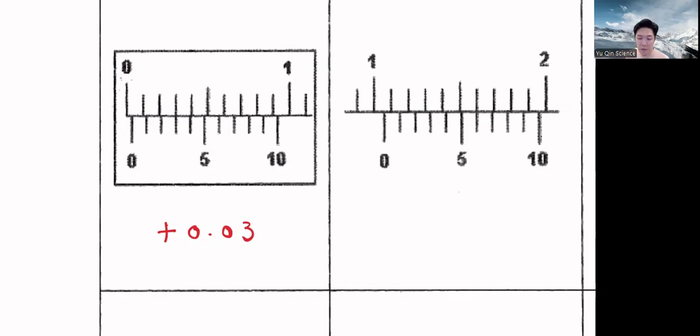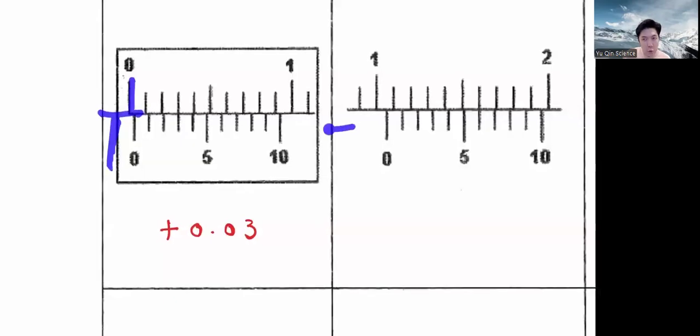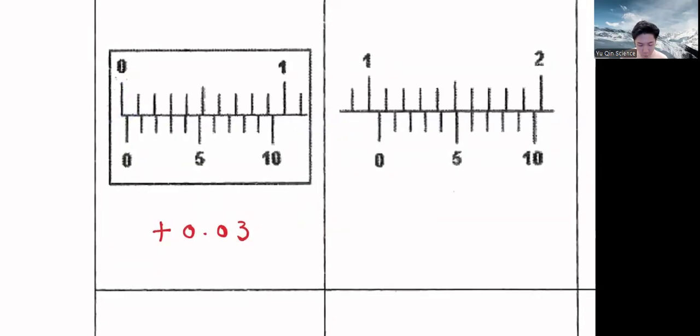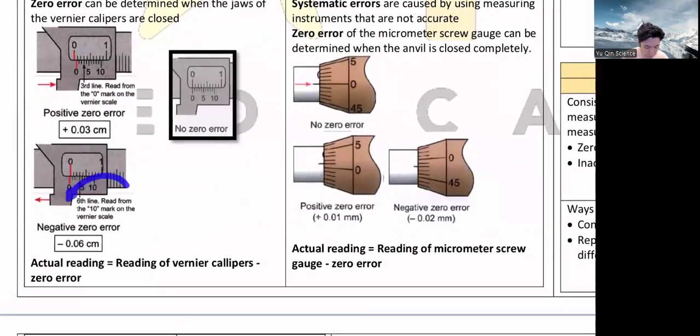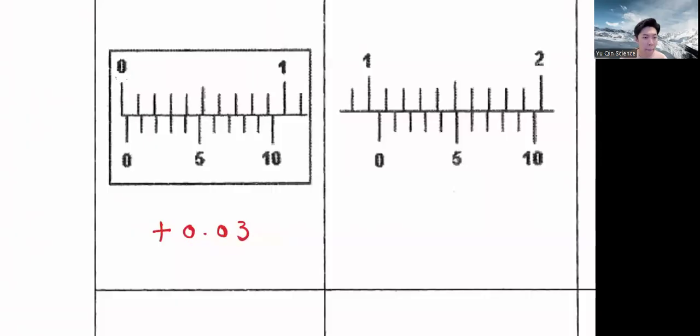Okay. If it's a negative error, the 0 is here, but your line starts here, you look from the 10. Assume this is 0, this is 1, this is 2, this is 3, this is 4, 5, 6, 7. So it's negative 0.07. If it's a negative error, then you should start from the 10. If it's a positive error, you start from 0, which is written here, everybody. Okay, so now this is 0.03.